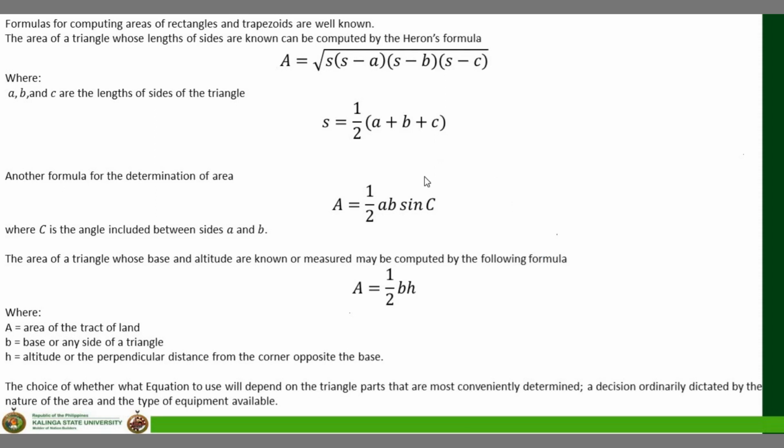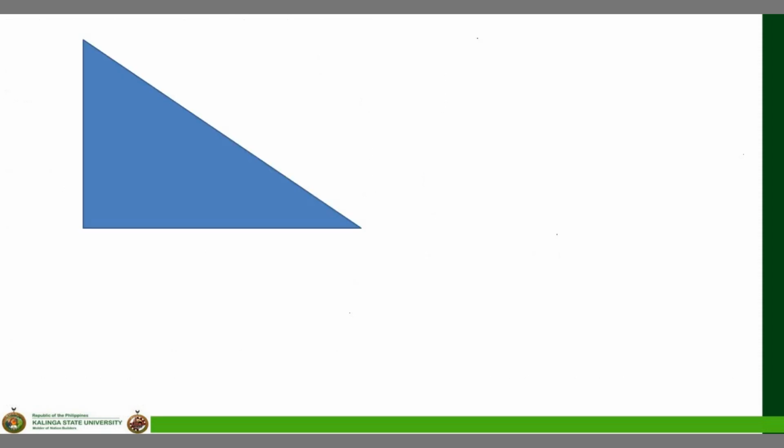So these are the equations for the triangle. Another formula you have to take note of, especially in trigonometry, is for triangles. Again, triangles, because that is the simplest geometric figure you can see in a certain parcel of land when you divide it. These are other equations we use in trigonometry.